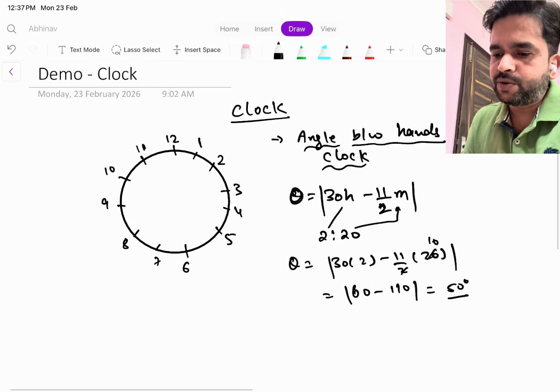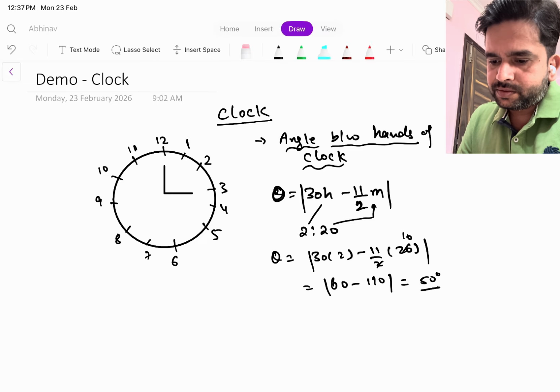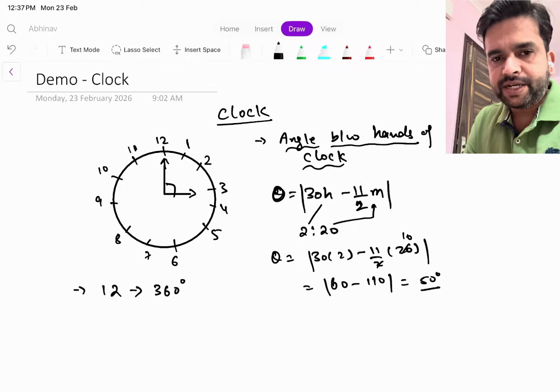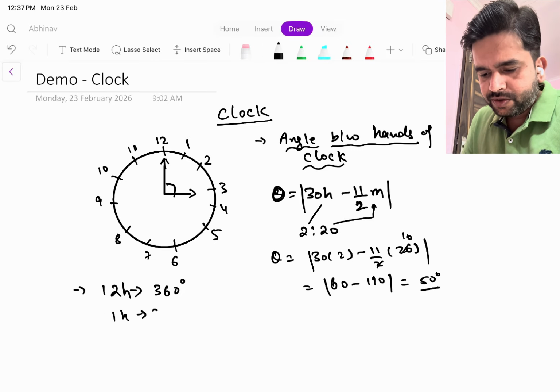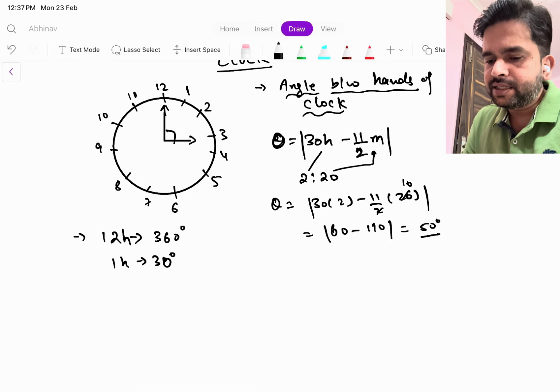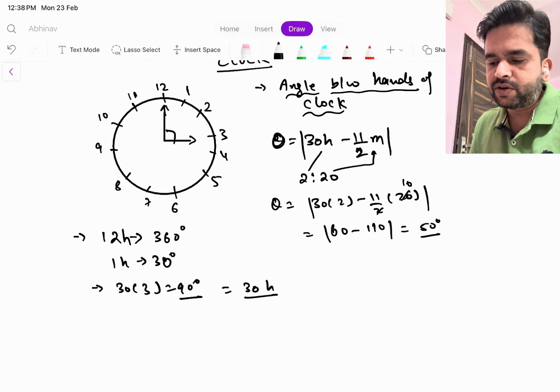Now let us see from where this formula comes. Let us take example of 3 o'clock. There are 12 partitions in a clock and the complete angle is 360 degree. So we can say that 12 hour comprises of 360 degree, so 1 hour comprises of 30 degree. So at 3 o'clock we can clearly see that the angle here is 90 degree. Why it is 90 degree? Because there are 3 hours which are completed, so 30 into 3 gives us 90 degree. So we can clearly say that yes, the angle between hands of clock is 30h.